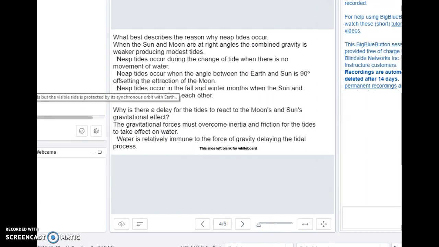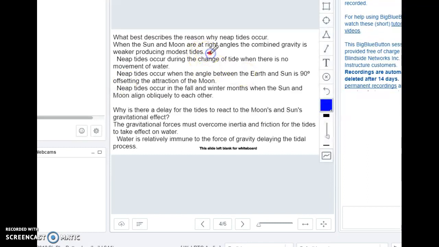Next question, what best describes the reason why neap tides occur? When the sun and moon are at right angles, the combined gravity is weaker, producing weaker tides. Neap tides occur during the change of tide when there is no movement of water. Neap tides occur when the angle between the Earth and Sun is 90 degrees, offsetting the attraction of the moon. Neap tides occur in the fall and winter months when the sun and moon align obliquely to each other.